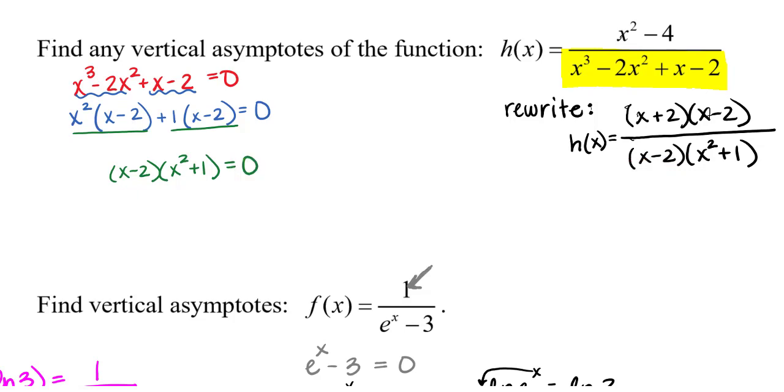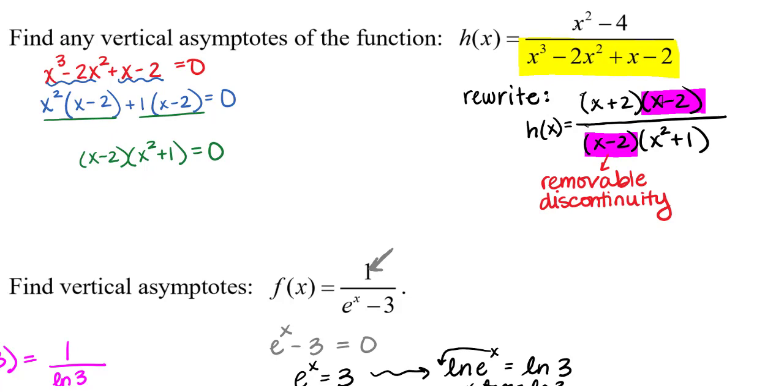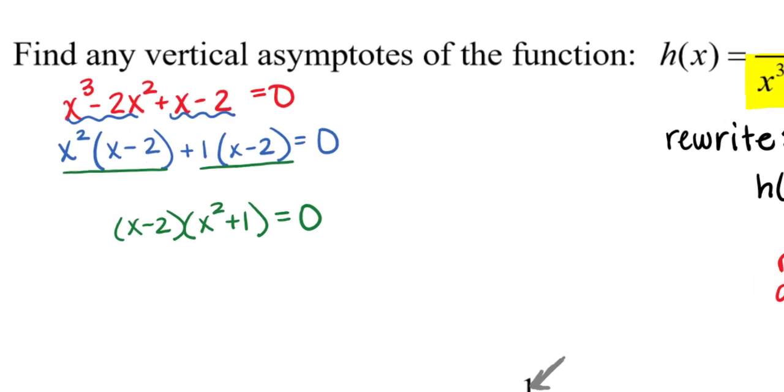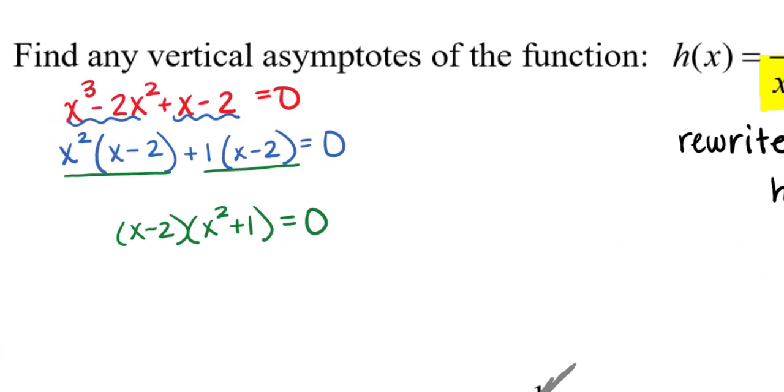Now if you recognize I have a removable factor of x minus 2, that's that removable discontinuity, right? And that removable discontinuity, we did learn that that will turn out to be a hole. So at the value x equals 2, because that's what makes that value 0, I should see that I have a hole. But let's just continue down this path over here of finding vertical asymptotes.